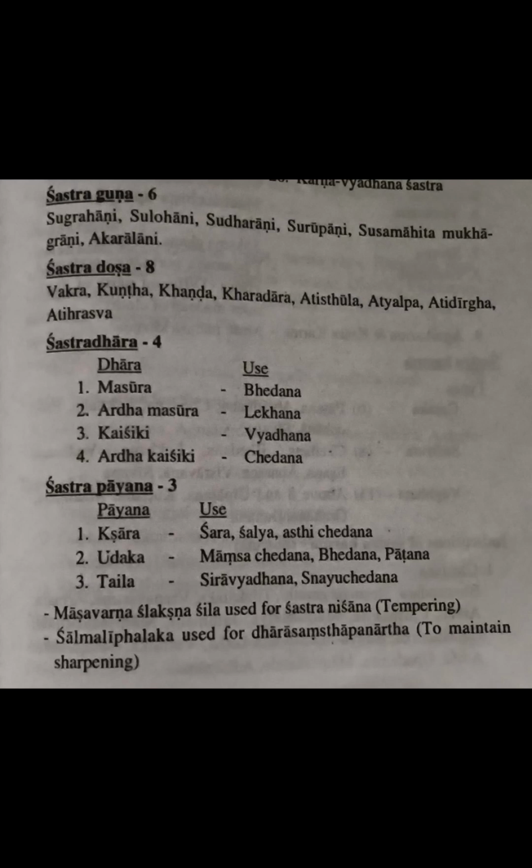So this is also important, Shastra Payana. Kshara, Udaga, Taila, these are the 3 liquids used for increasing the strength of the Shastra. Then Masha Varna Slekshna Shila is used for the Shastra Nishana. For tempering the Shastra, we are using Masha Varna Slekshna Shila. Then Shalmali Falaga is used for the Dhara Samsthabanaka. To maintain the sharpening of the instrument, we are using Shalmali Falaga. For Shastra Nishana, Masha Varna Slekshna Shila.